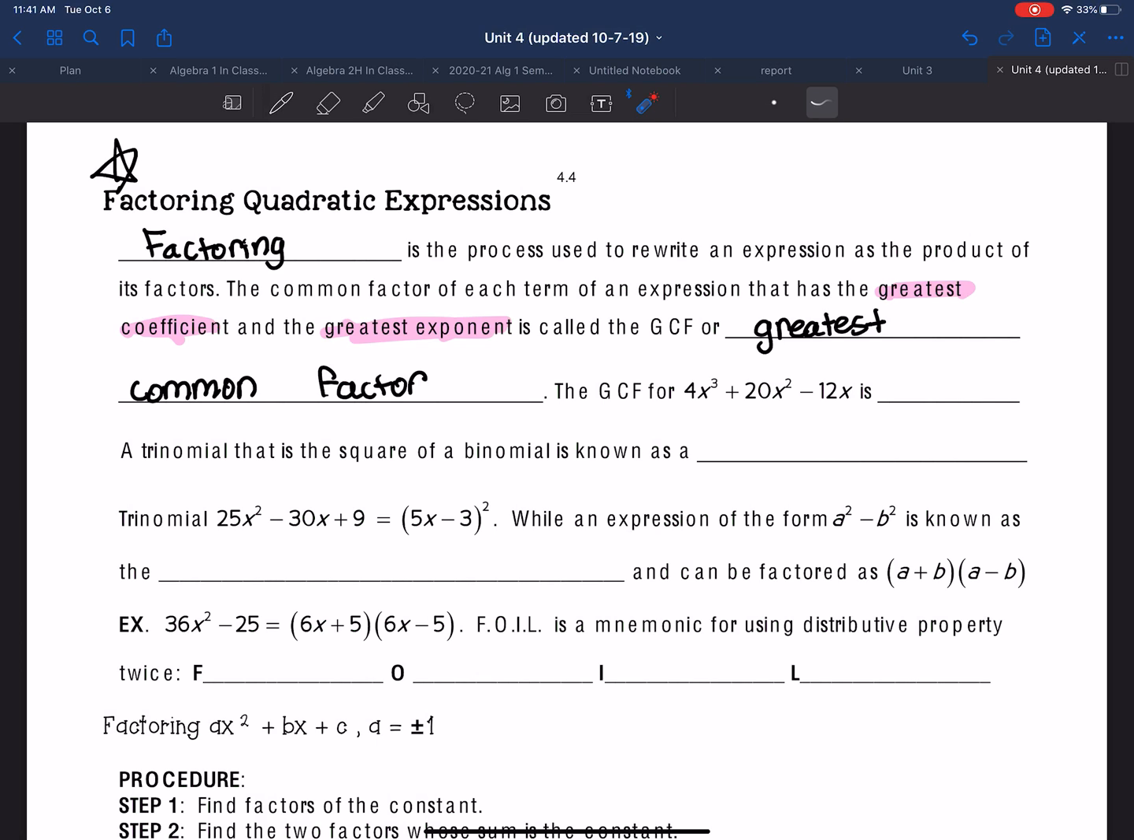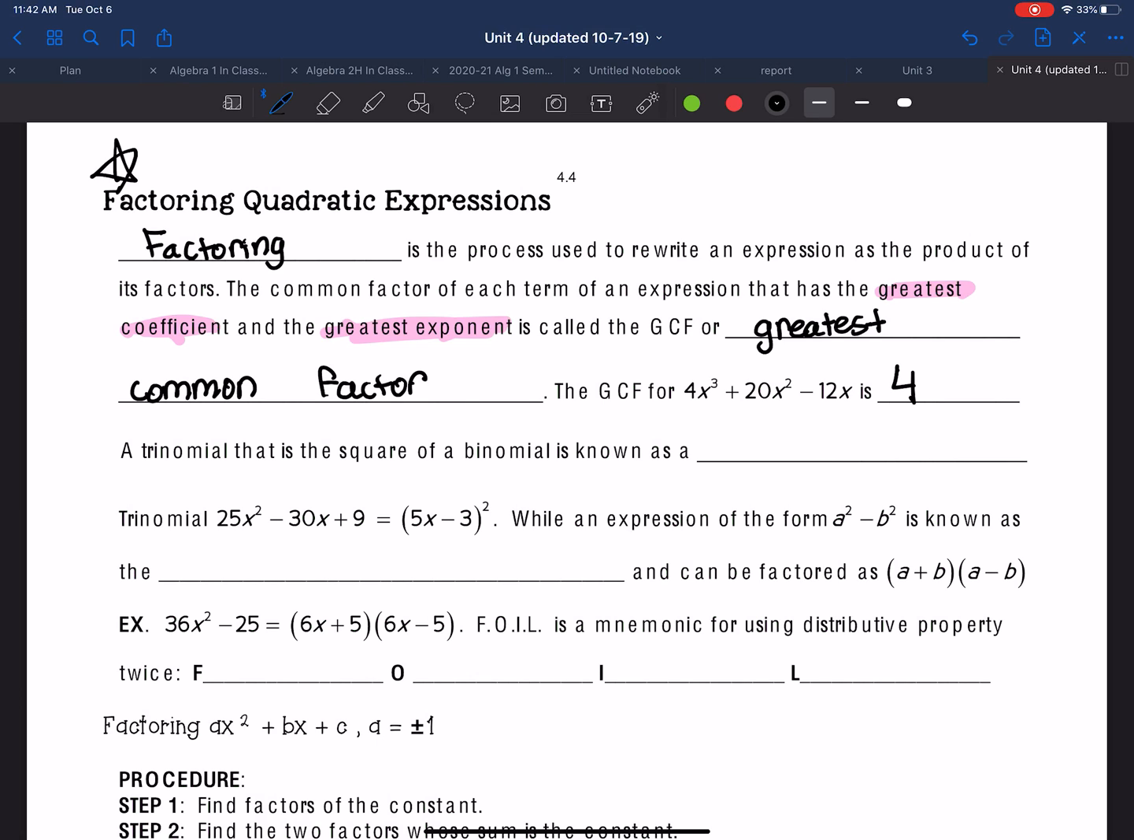Well, I notice that I have a 4 right here, so obviously I can't go above 4, as no numbers greater than 4 are going to divide out of 4. But I do notice that 4 goes into 20, and it also goes into negative 12. All of those numbers are divisible by 4. So what that's telling me is that my coefficient for my GCF is going to be 4.